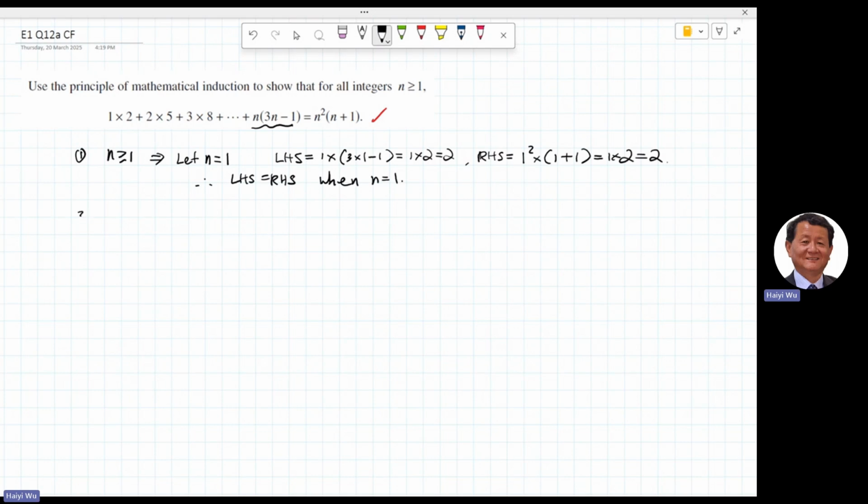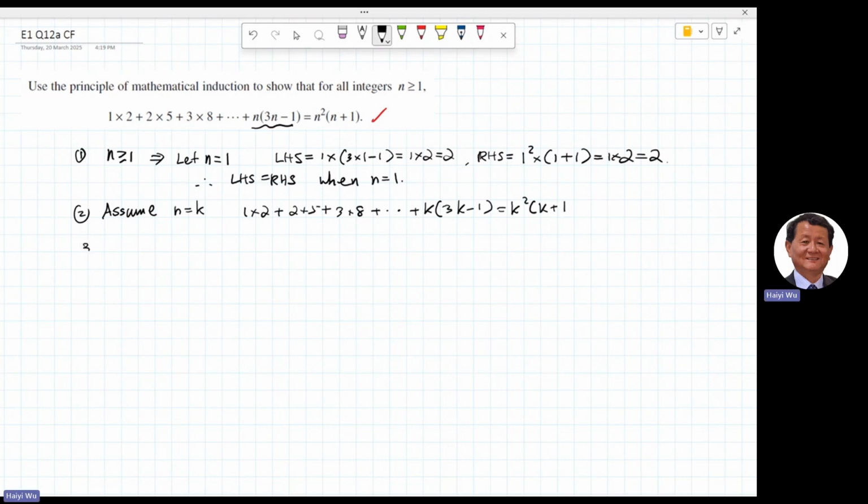So let's do the next step, the assumption. We assume n equal to k, where the left-hand side is 1 times 2 plus 2 times 5 plus 3 times 8 plus and so on up to k terms, which will be equal to k squared times k plus 1.